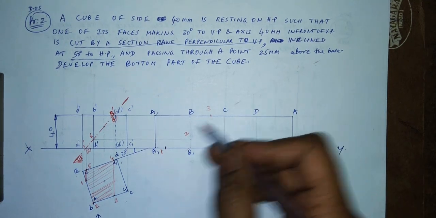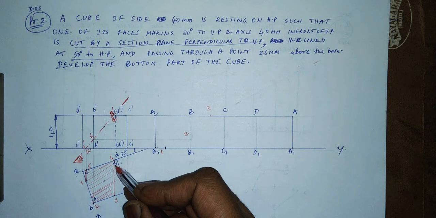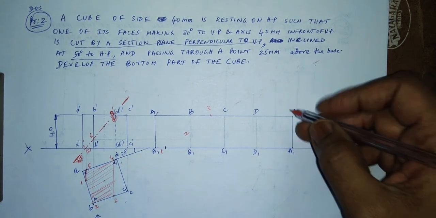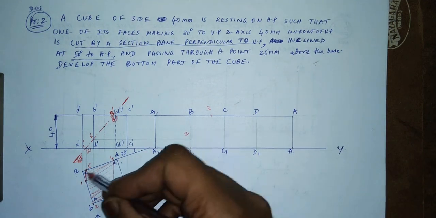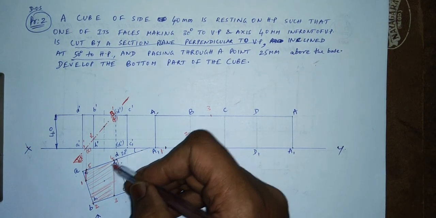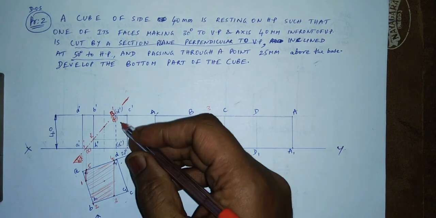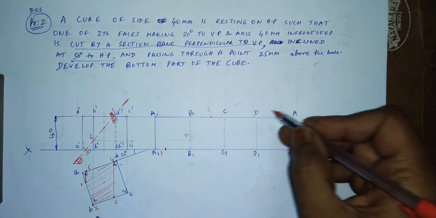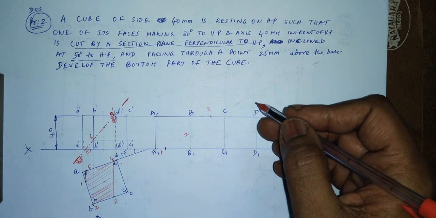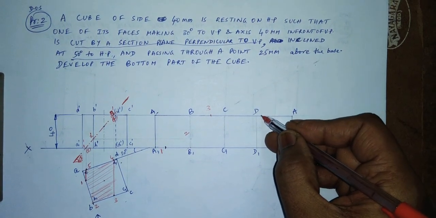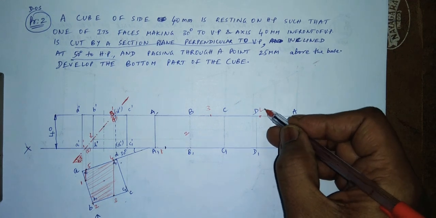My 4 is on the other side, by the way, right? 4 is on the other side. That is in between A and D, on the top base. So D to A, whatever distance that is, that's my point 4.